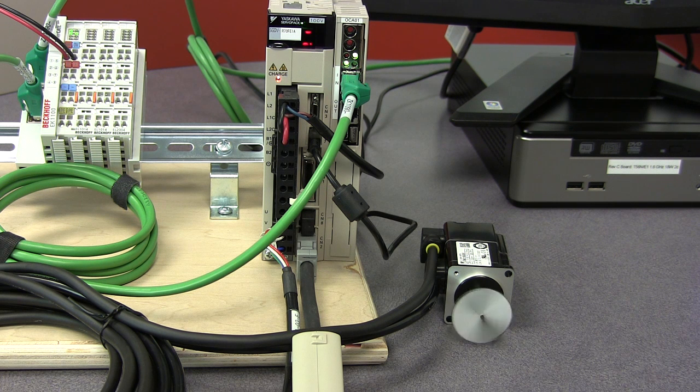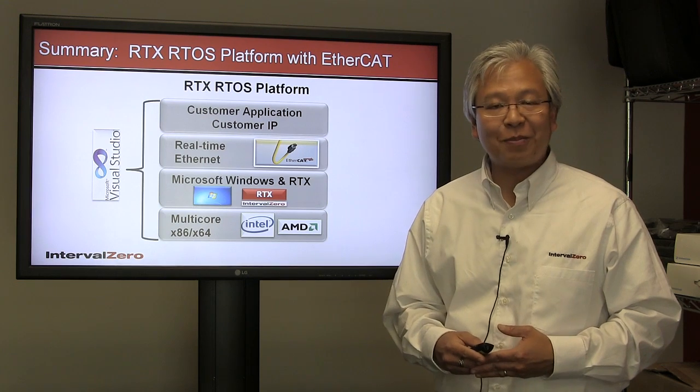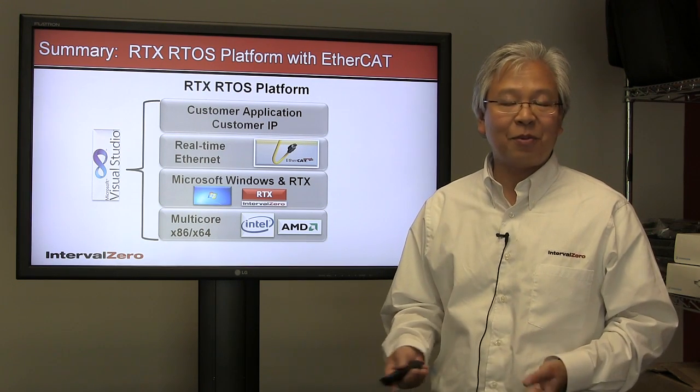So now you are seeing the motor spinning, and that's the first step in running this motion demo. So we've seen the RTX RTOS platform with EtherCAT in action. We got the motor spinning.